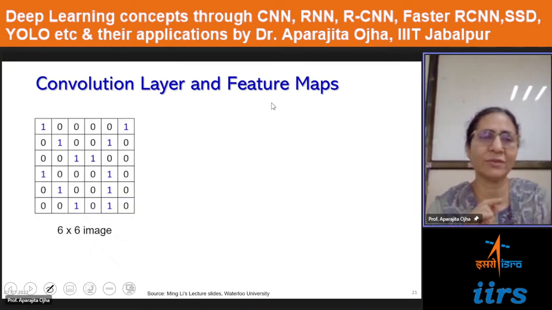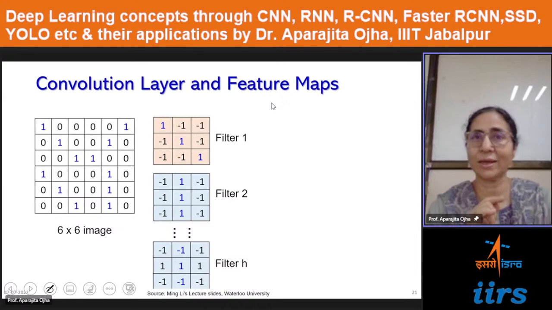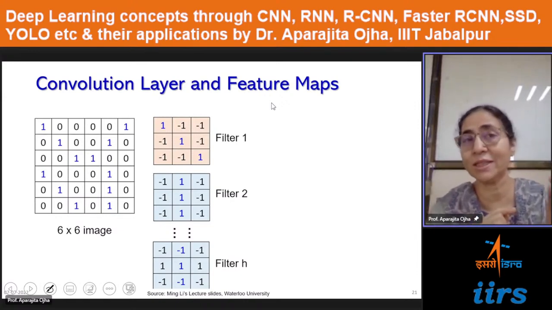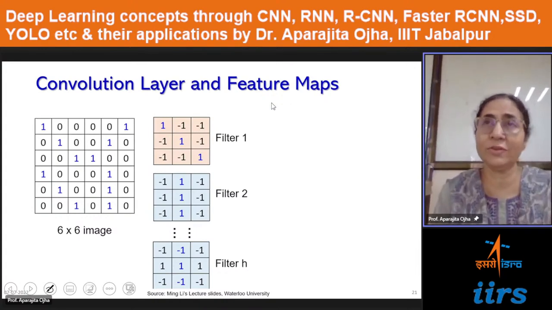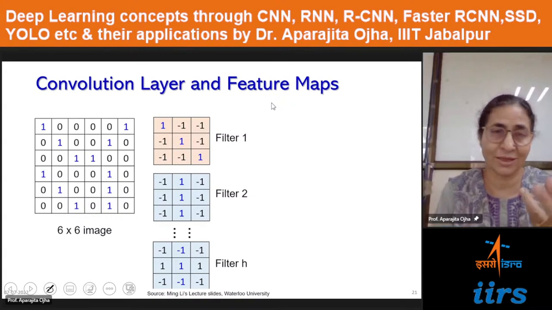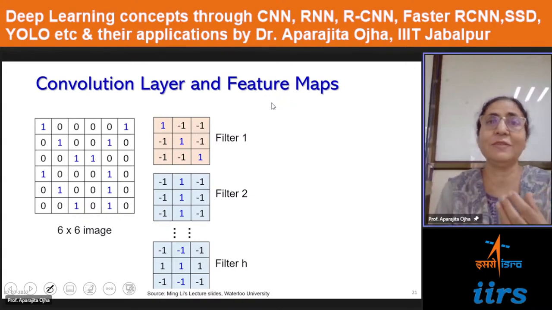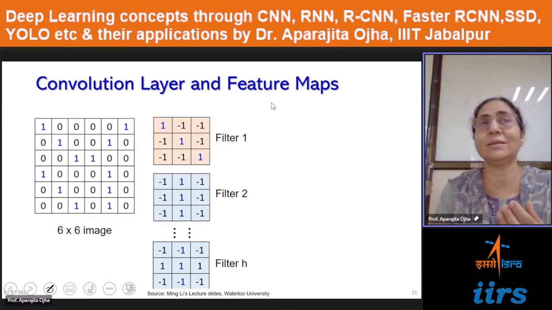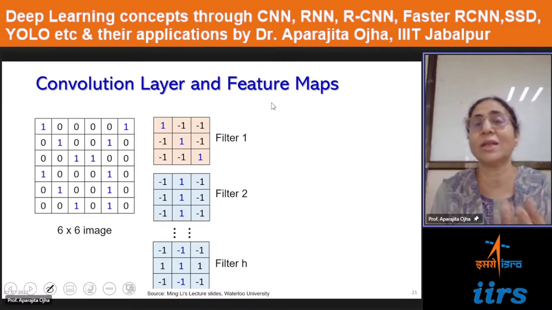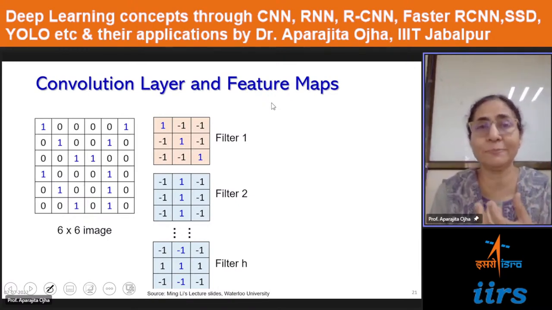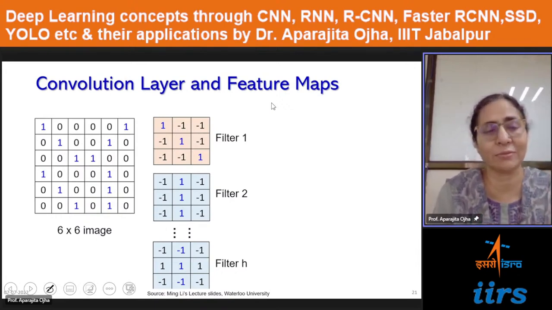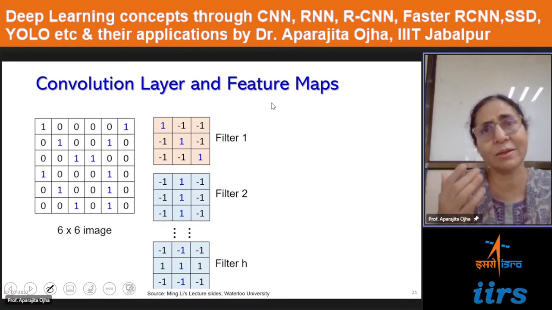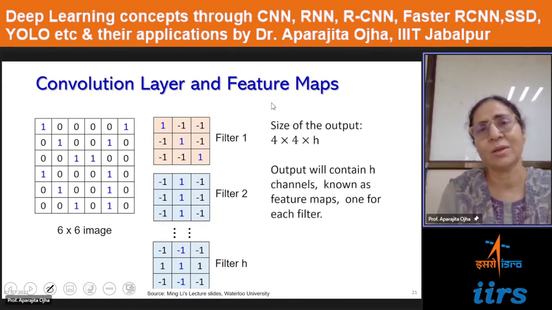So if there are several filters, if there are H filters, which will be learning different things in the convolution, in the image, filter 1 will be having a task of learning, say, eyes in a face detection system. Filter 2 will be having the task of learning nose. Filter 3, lips, and so on and so forth. So every filter will be learning something different. And some of them will be learning the same thing as well.